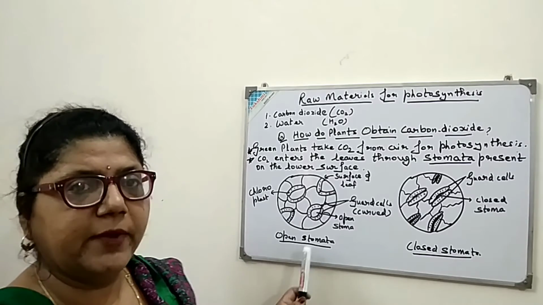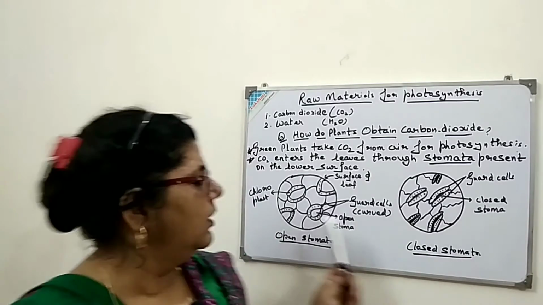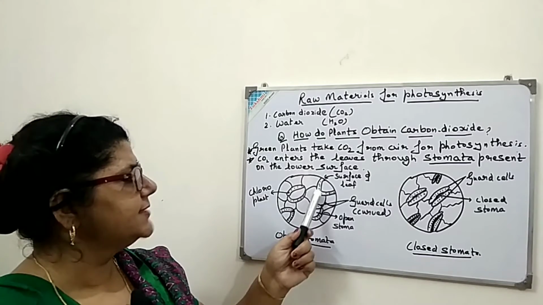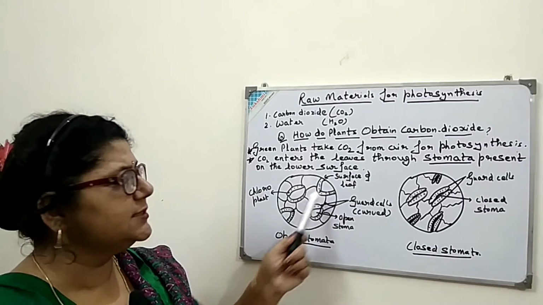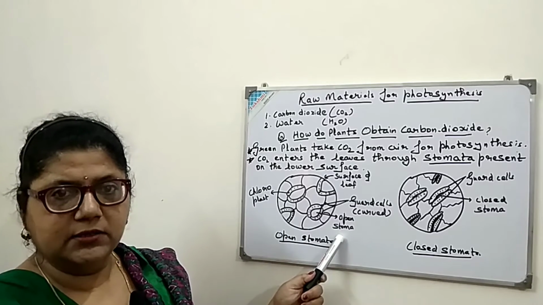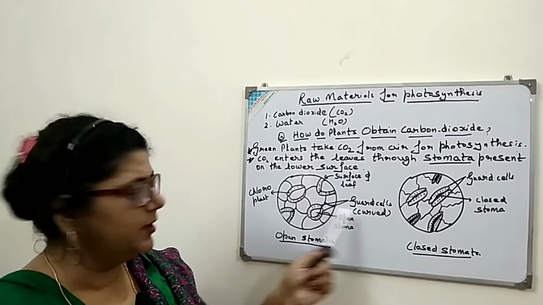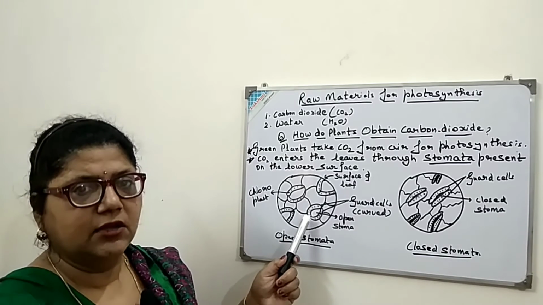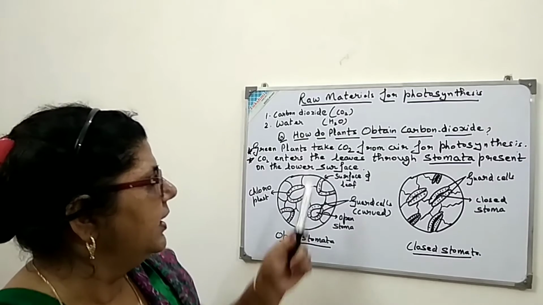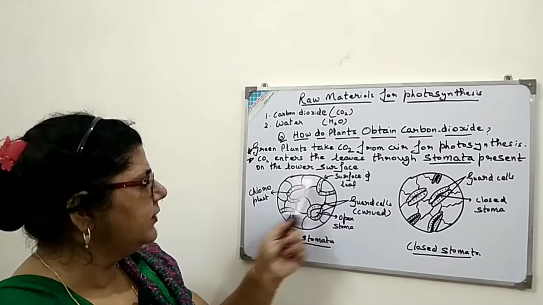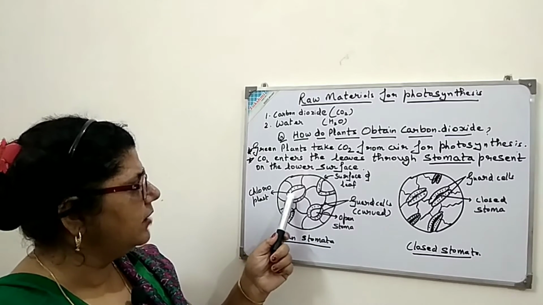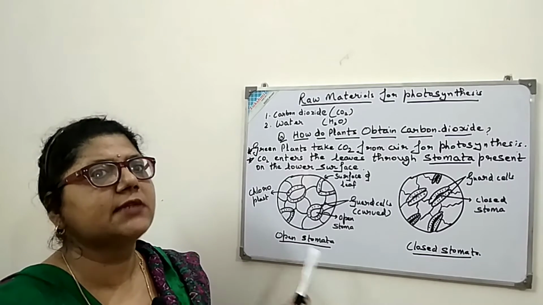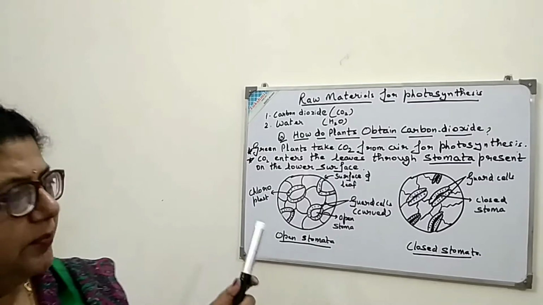This is open stomata, this is closed stomata. In open stomata we see that pores are seen over there. From these pores, which are called stoma, the carbon dioxide enters, and it is covered with the guard cells, which are in a curved shape. And this is the surface of the leaf, and these guard cells are having the chloroplast present in it, and these chloroplasts are called the green color pigments.